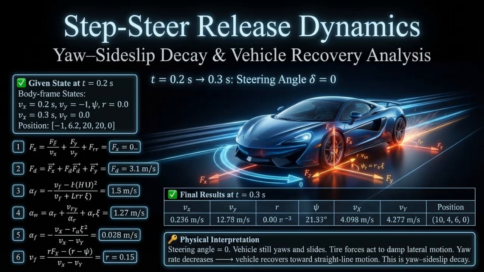These forces oppose the motion, reducing the yaw rate from 0.402 to 0.155 radians per second and reversing the sign of the lateral velocity. This loss of rotational and lateral energy is known as yaw side slip decay, showing how tire elasticity and vehicle inertia naturally work together to bring the car back towards straight line stability after the driver releases the steering wheel.